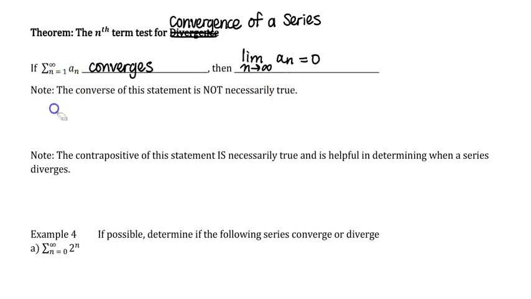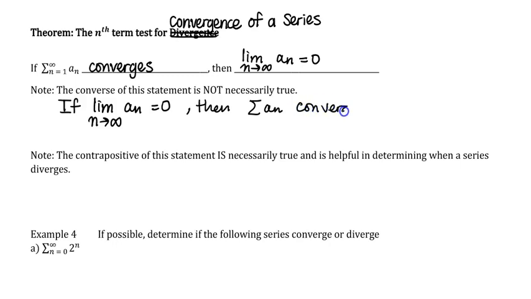Now, this is not particularly helpful to help us figure out whether or not the series converges. This theorem starts with the assumption that the series converges. The converse of this statement is not true. So be careful that you do not use that theorem to say, oh, if I know that the limit of that sequence goes to 0, it helps me figure out that that sum is convergent. That's not true.